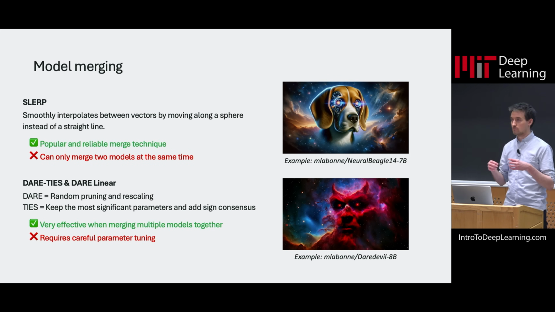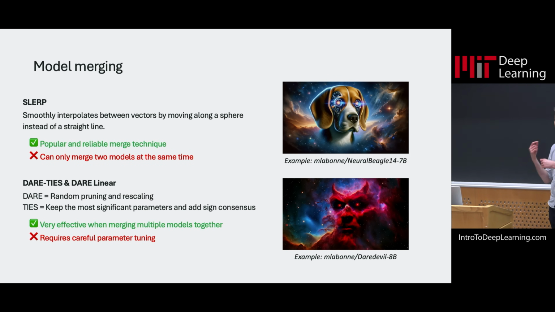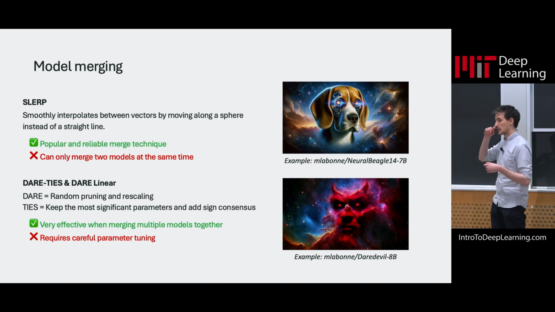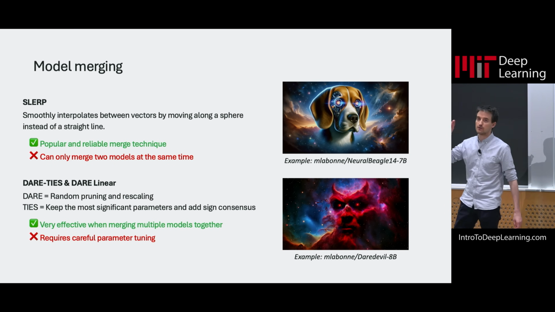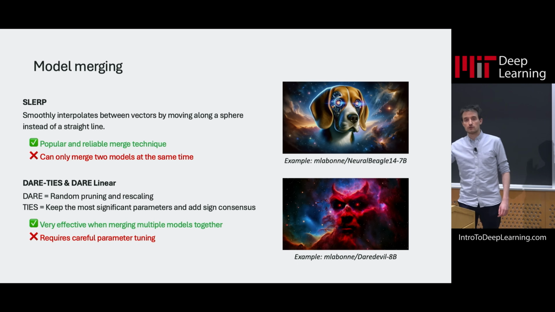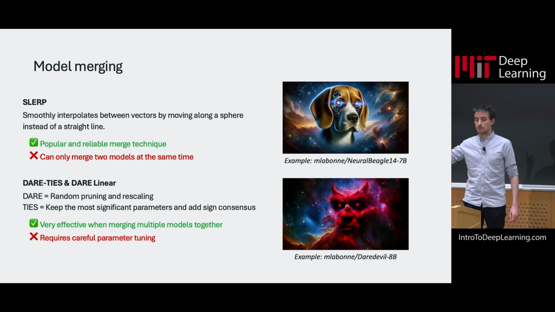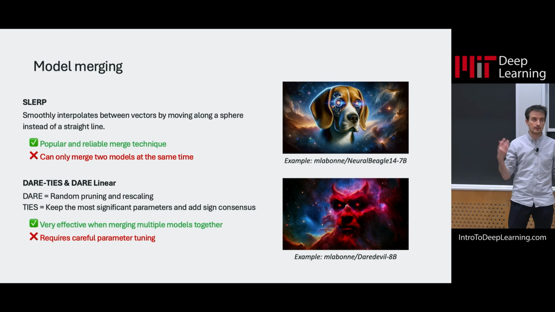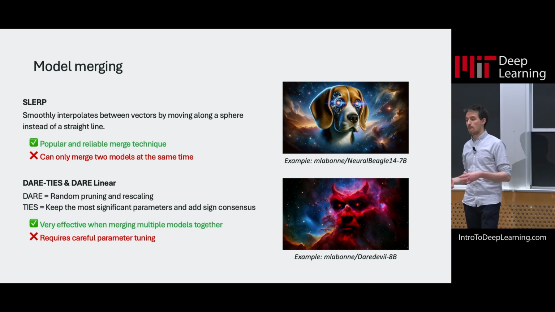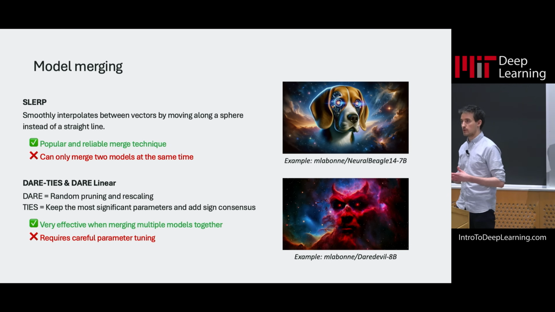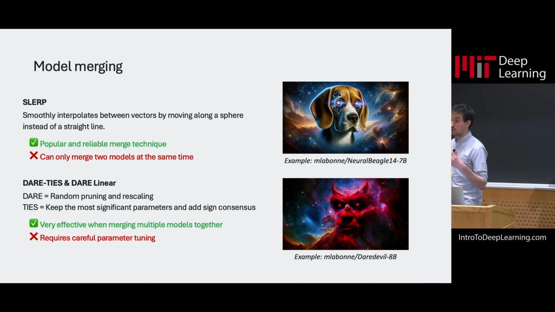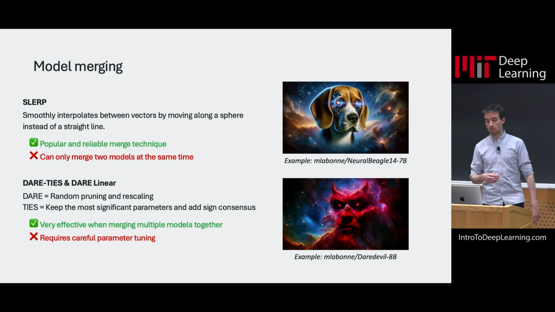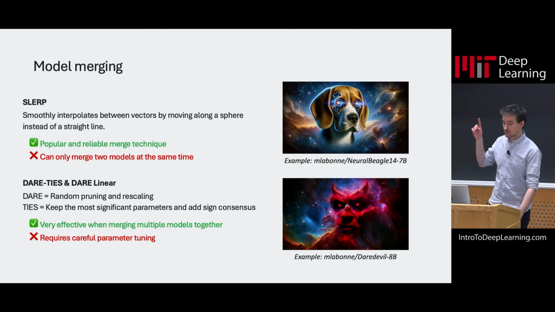But there are techniques that are a bit more advanced in model merging. For example, one is SLERP. SLERP stands for spherical linear interpolation. So instead of doing just a normal interpolation, you do this one by moving along a sphere instead of a straight line. And we see that it's generally better. It produces better merges. It's very popular in the open source community. It's quite reliable, but the issue is that you can only merge 2 models together. You can see on the right one that I've made using this technique.